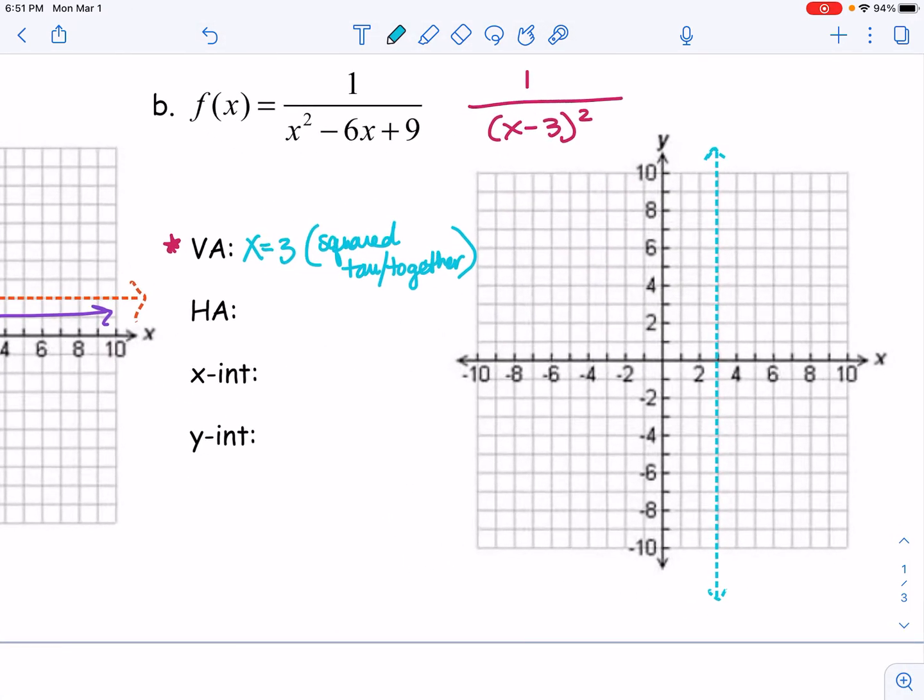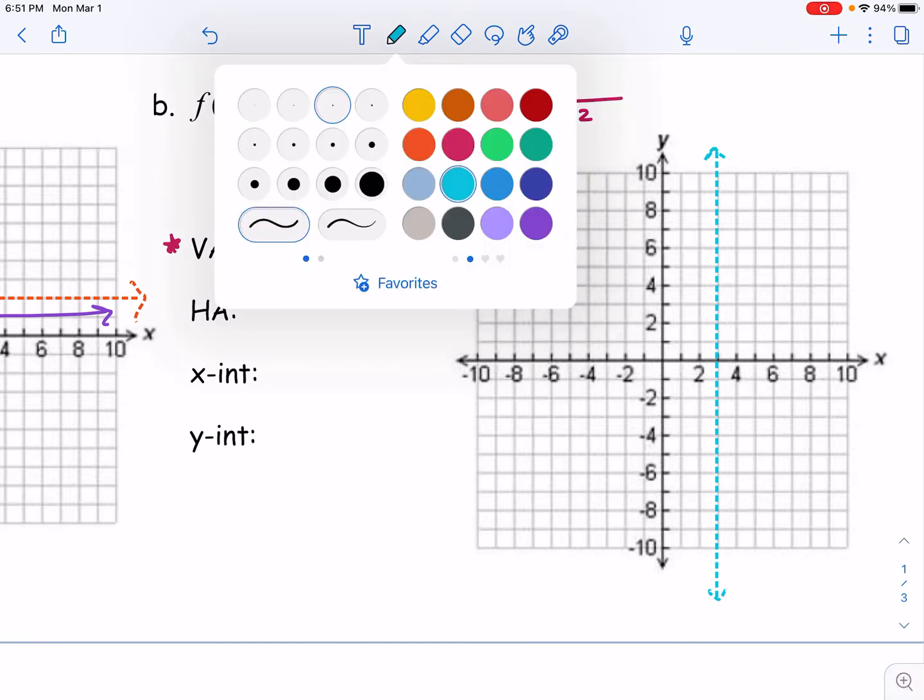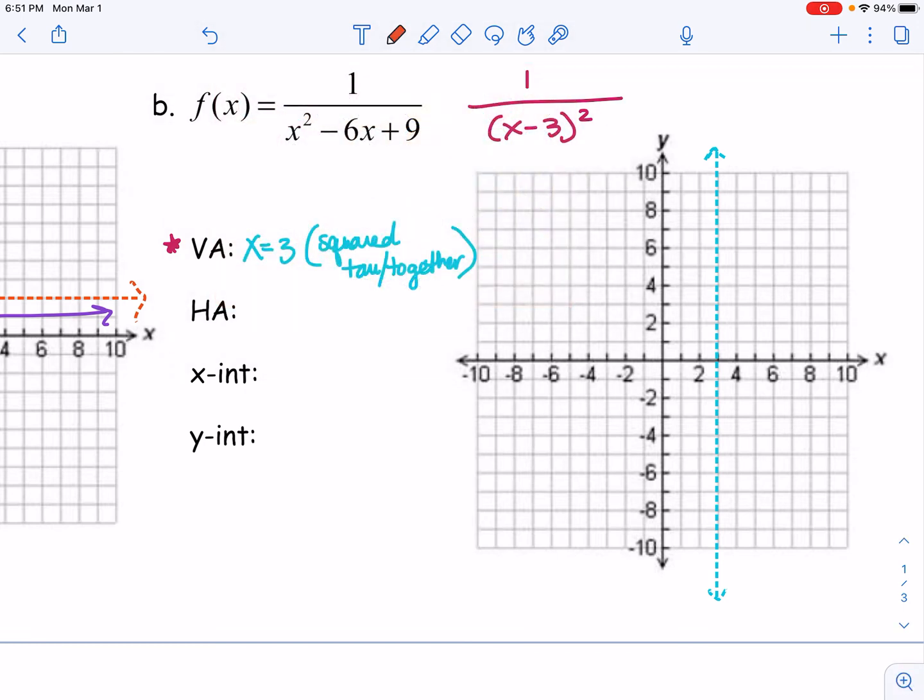Okay, now we have our horizontal asymptote. Horizontal asymptote, you're comparing degree. The degree of the top is technically like 0. The degree of the bottom is 2, so it's bottom heavy, bottom low, y equals 0.